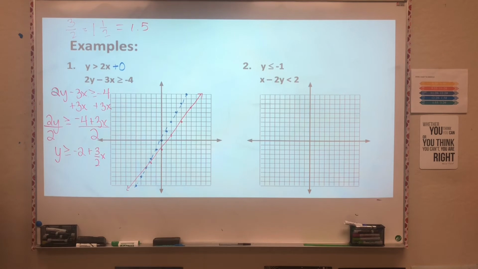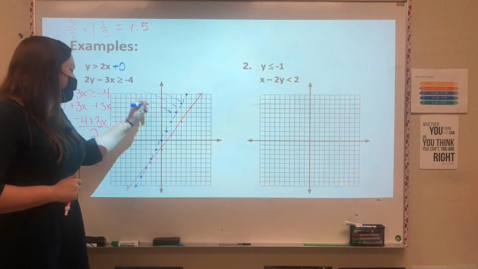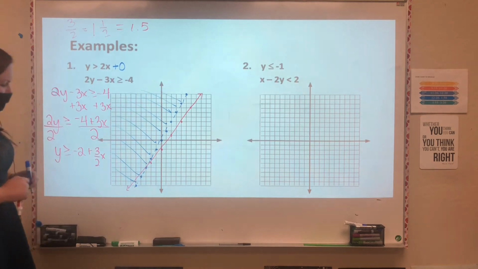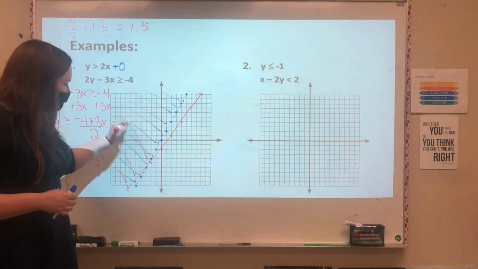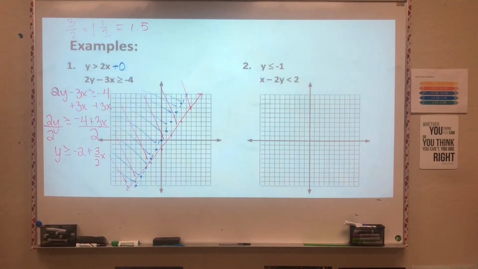Need to shade. Okay. So when it comes to shading, where am I shading for this first one here? Above. So it would be all of this. What about the red line? It would also be above. So it would be all of this. Which part of the graph was shaded both times?